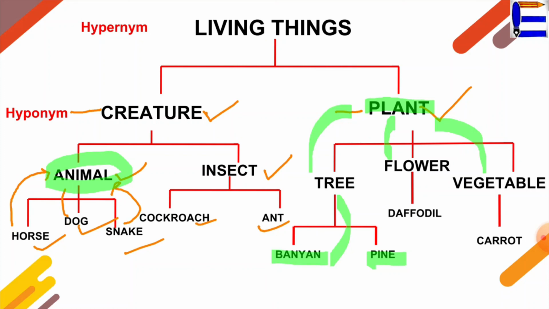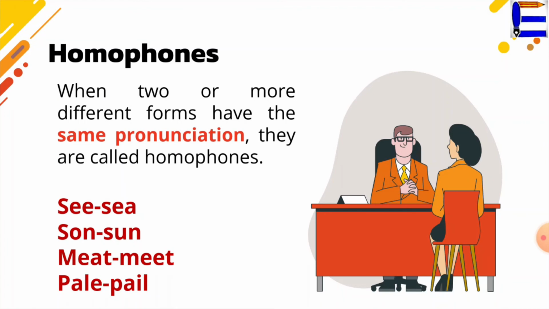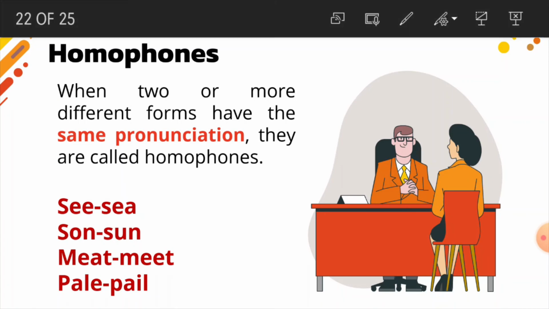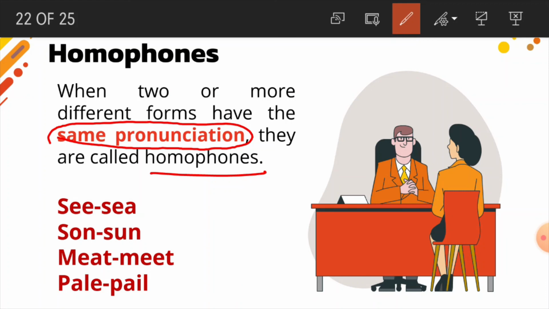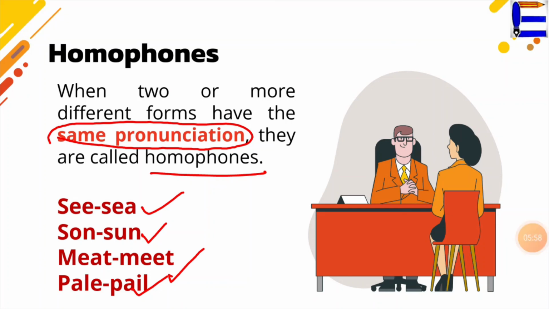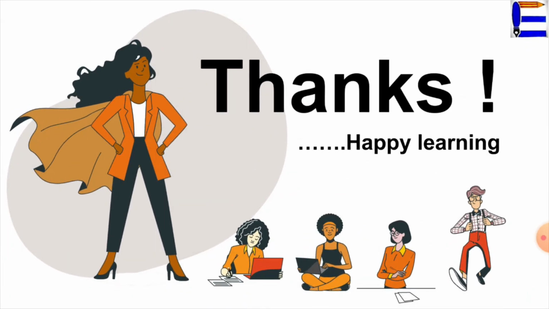So the next one is homophones. Dear students, it is a very simple term which since our childhood we have learnt: homo means the same, phones means sounds. When two or more different forms have the same pronunciation, they are called homophones. But they will be different in their written form. So see and sea, sun and son, meat and meet, pale and pail. What we have seen in the above examples is that homophones are same-sounding words which may have different spellings, right? So dear students, I hope you have understood the semantic structure of English. So happy learning.